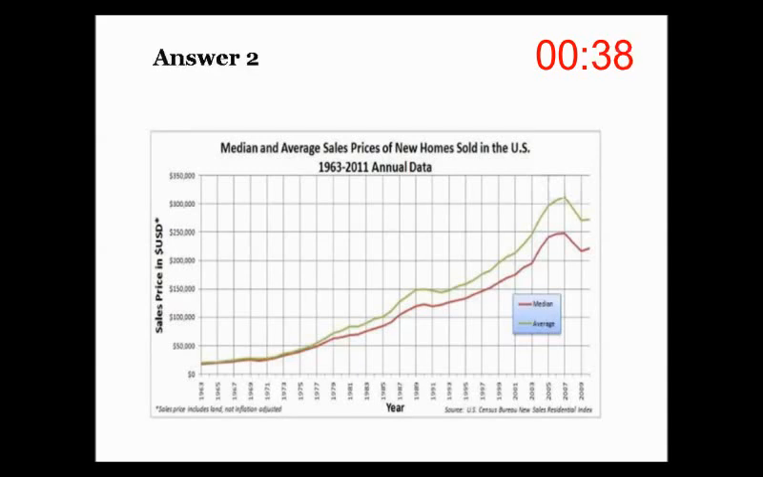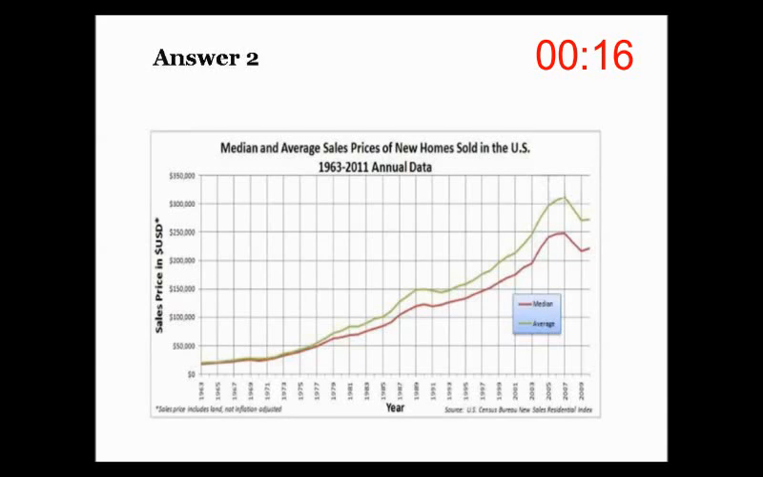The line chart gives information about the median average sale prices of new homes sold in US from 1963 to 2011 annual data. To begin with, we can see that there are two sections in this picture, that is the median and average. According to the graph, in terms of median, the largest number can be found in 2007, which is about $300,000, while the smallest number can be found in 1963, which is about $20,000.